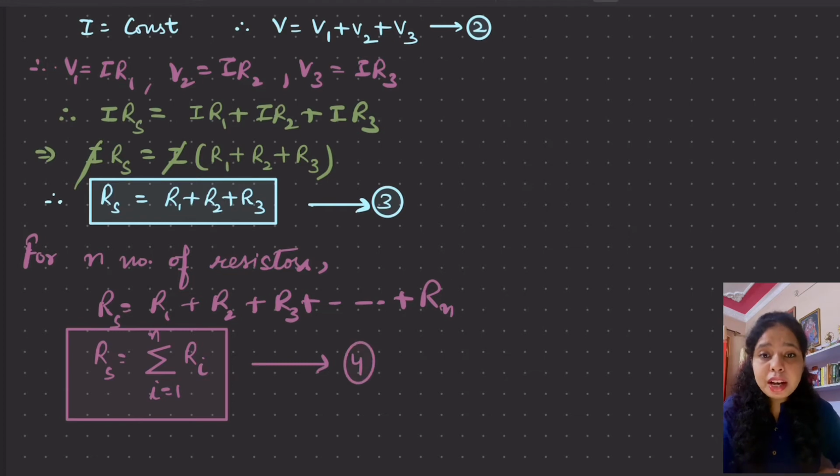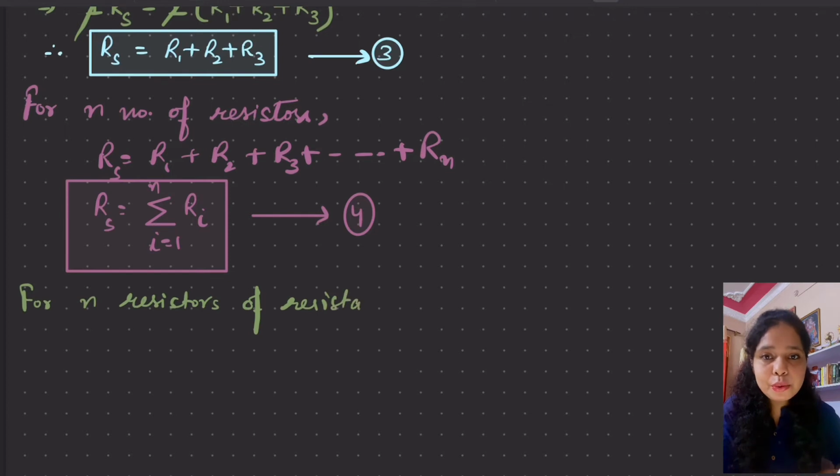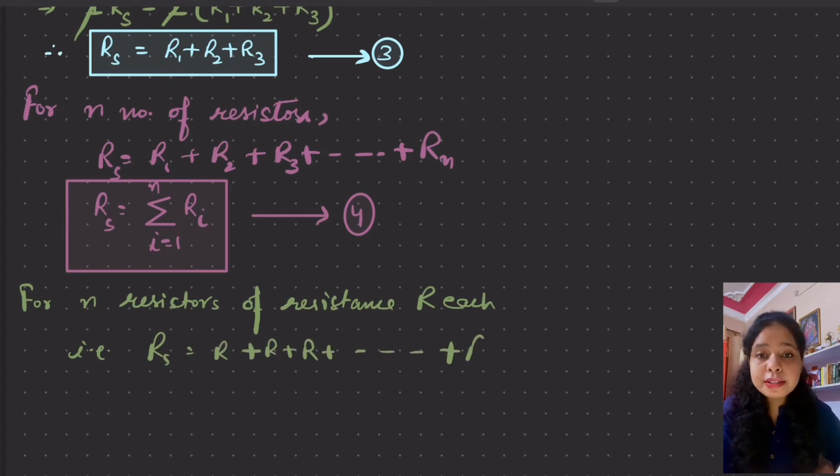Also, if we have n number of resistors having the same resistance capital R connected in series, then the total resistance RS is equal to R plus R plus R and so on, up to n terms of R. Therefore the total resistance RS is equal to n into capital R.